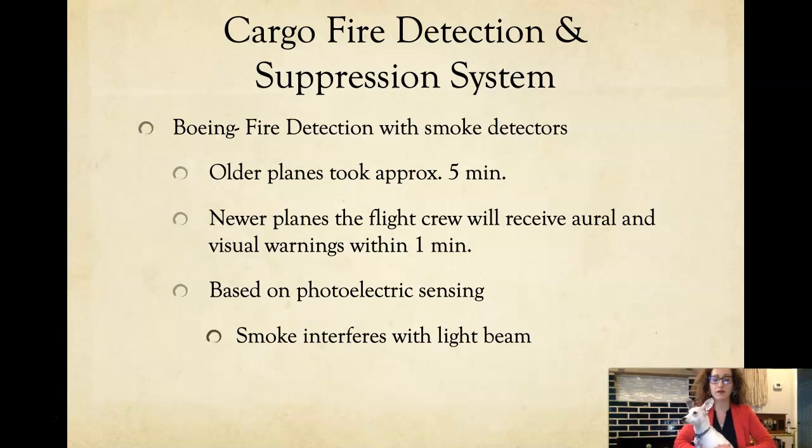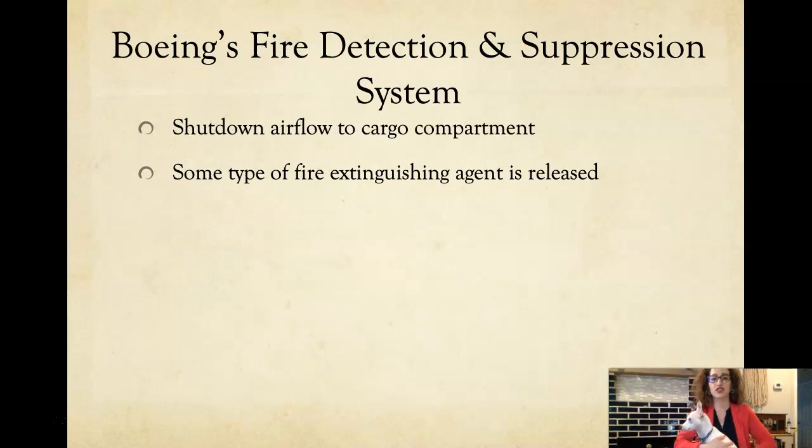And it's based on photoelectric sensing. So if there is any smoke in the cargo bins, whether it's forward or aft, it'll interfere with those light beams and it'll trigger the system. When it does that, it shuts down airflow to the cargo compartment, and then whatever type of suppression system they have, fire extinguishing agent is going to be released.